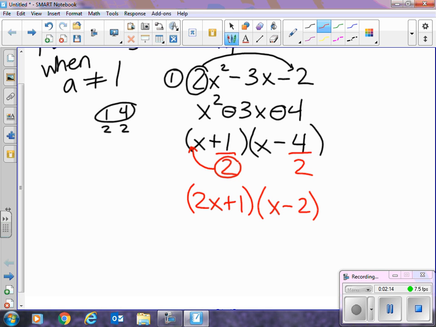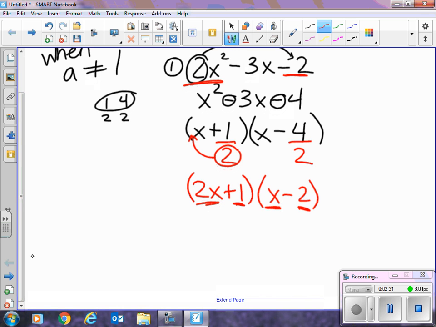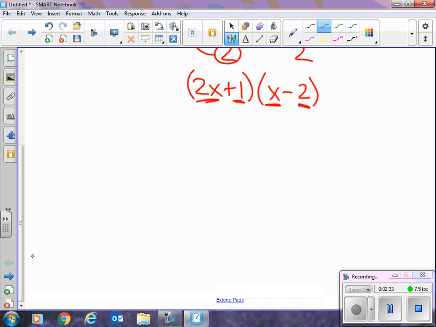You can simply check the first terms, 2x times x, and see if you get the 2x squared you started with. Okay, and then you can check the positive 1 times the negative 2 and see if you get the negative 2. The middle will work itself out, but if you check those first and last pieces, you'll guarantee yourself knowing that your finished answer is going to be okay. All right, so let's look at another one, and the steps are the same for the entire type. There's nothing that changes. Right?